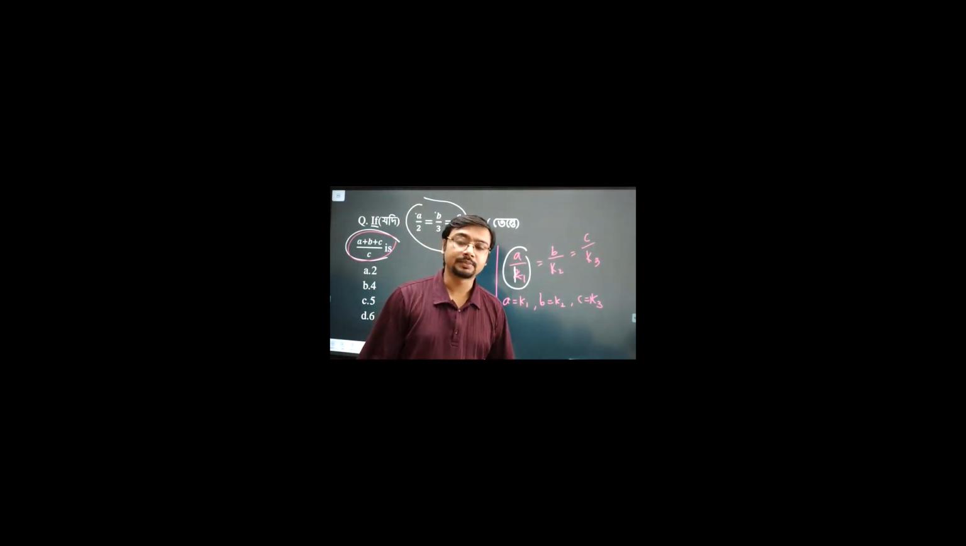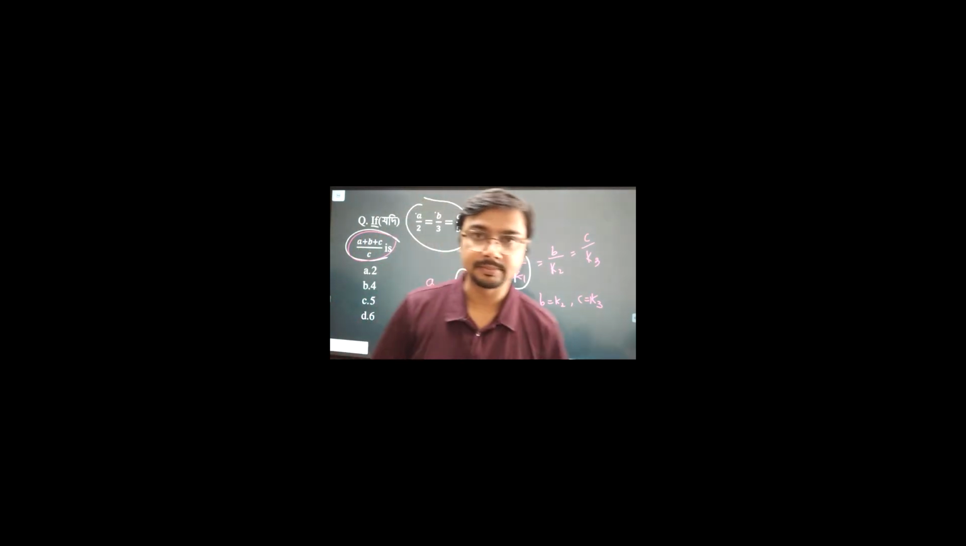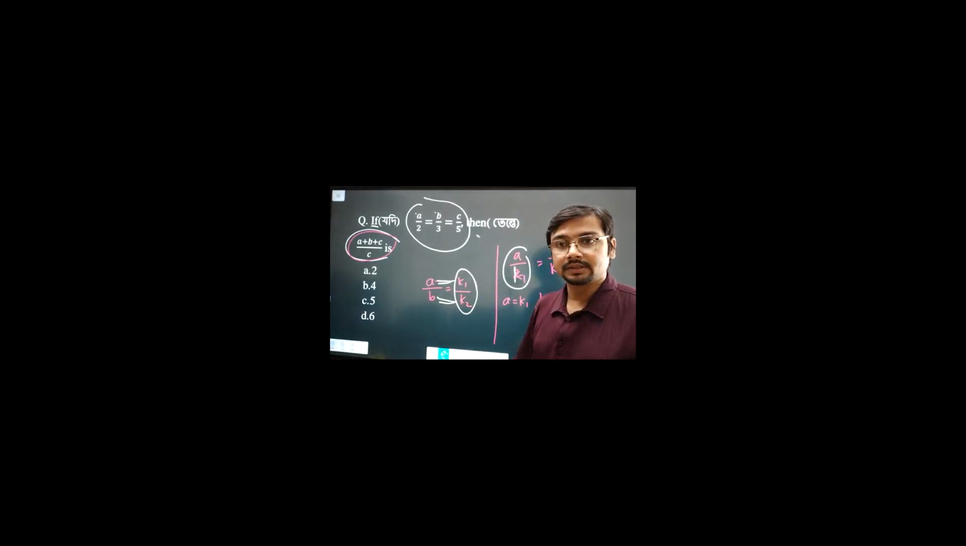So most probably the ratio will be like this. Another way they may provide is: suppose a upon b is equal to k1 upon k2, where k1 and k2 are some constants, some values will be provided. Then we consider a equal to k1 and b equal to k2. You just choose like this, put these values here, and you will get the answer.